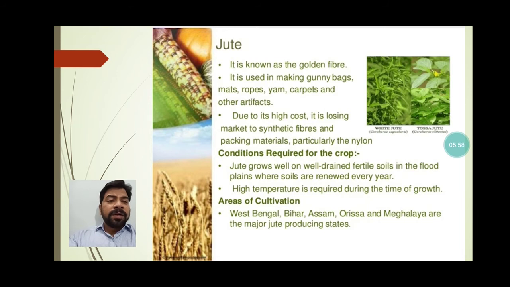Conditions required for the jute crop. Jute grows well on well drained fertile soil in the flood plains where soils are renewed every year. This you have to focus on. In our Bangladesh region and West Bengal regions, the rivers deposit a maximum amount of sand or silt, so the soil gets renewed. Soil is renewing from time to time.